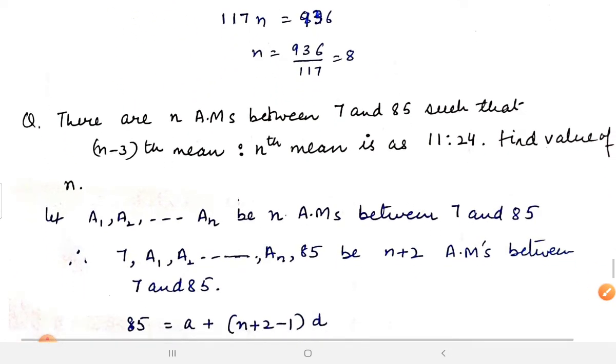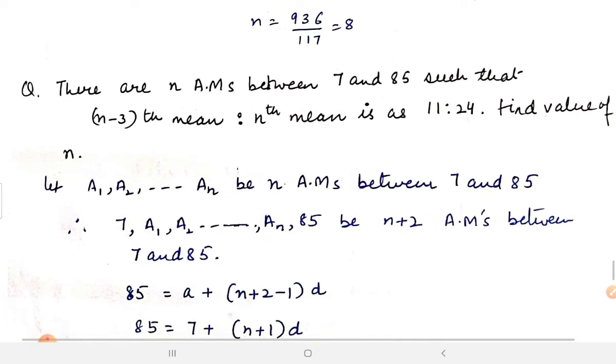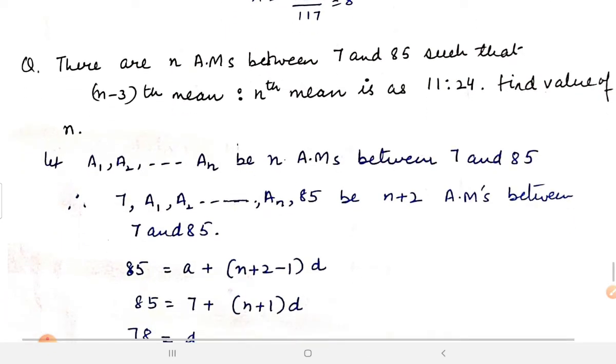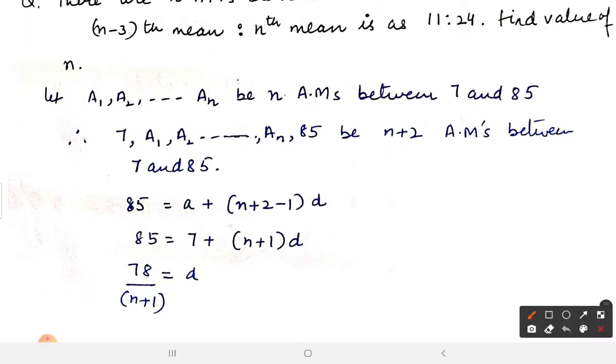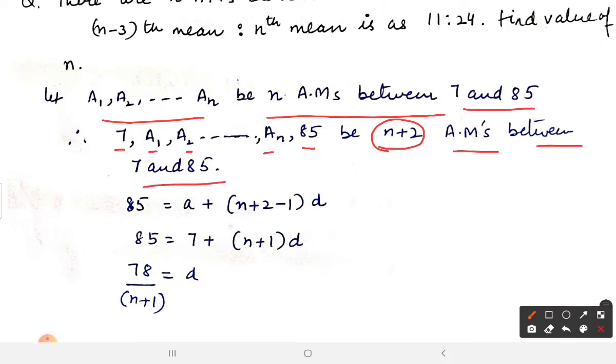There are n arithmetic means inserted between 7 and 85. Again the same question. Here the ratio of the (n minus 3)th mean with the nth mean is 11:24. Find the value of n. So the same procedure is to be followed. Let A1, A2 up to An be the arithmetic means between 7 and 85. So we have 7, A1, A2 up to An, 85. They are n plus 2 terms between 7 and 85. So we need to find the value of D. When we get the value of D, what is A(n minus 3)?